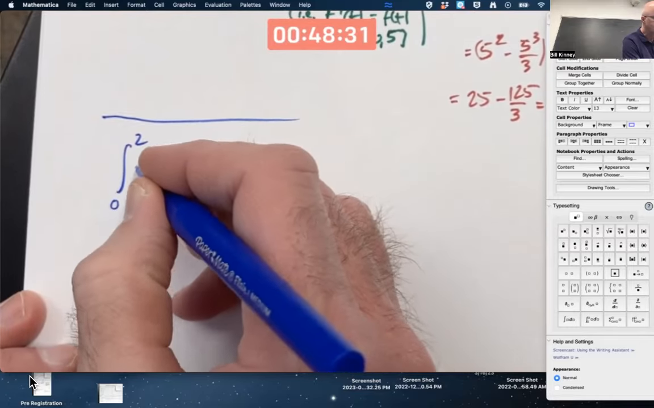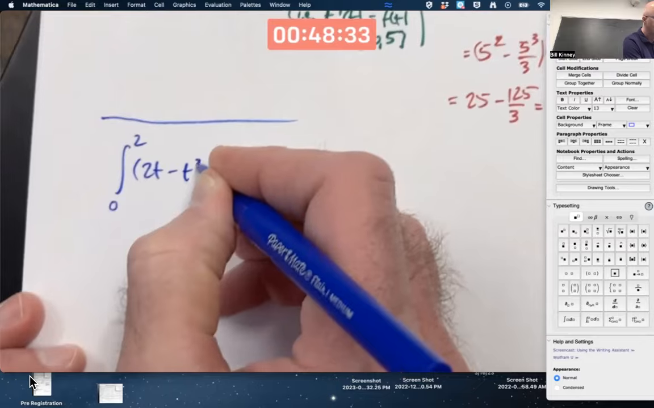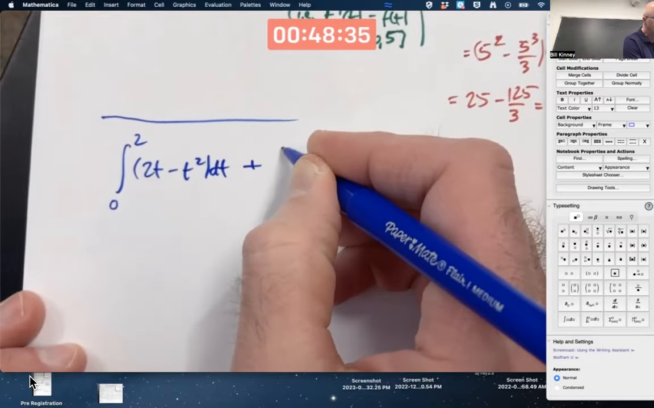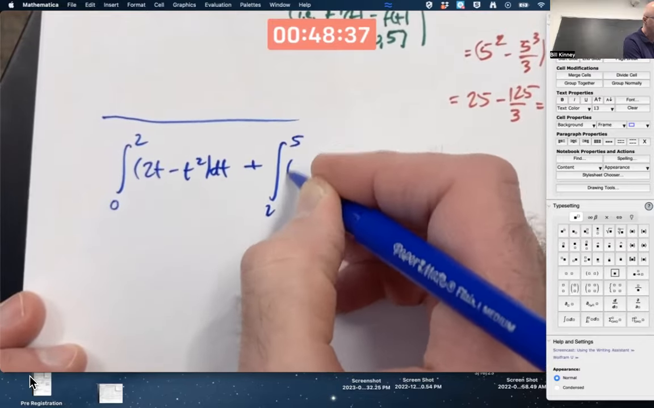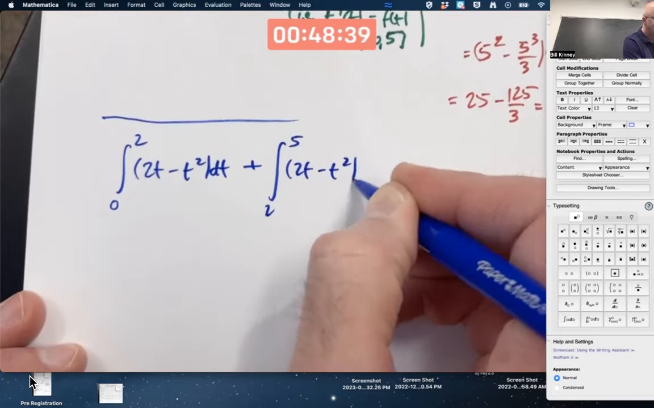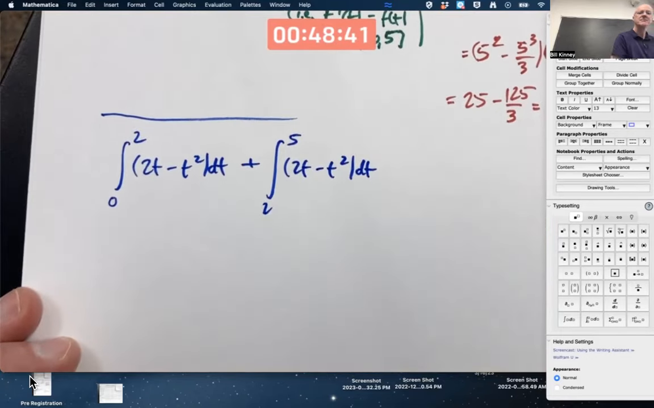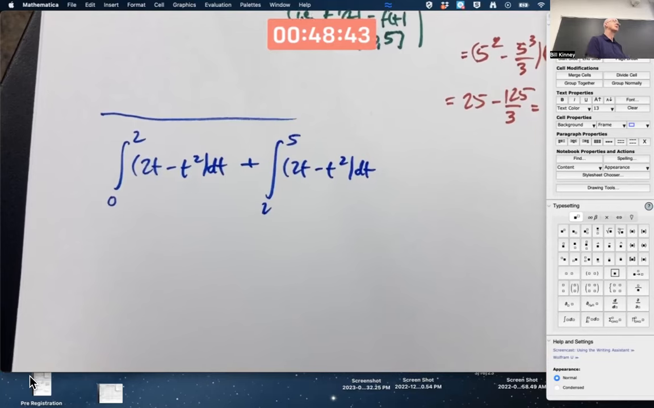As the integral from 0 to 2 of 2t minus t squared plus the integral from 2 to 5 of 2t minus t squared. It's going to be more work, but it does have a benefit. The benefit is it will tell you, first of all, how far the bug goes to the right before the bug turns around and goes to the left. And also the total displacement as the bug is traveling just to the left.